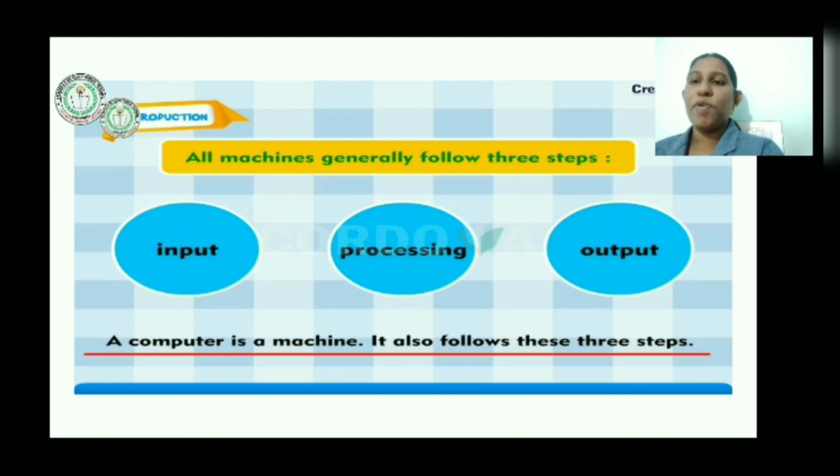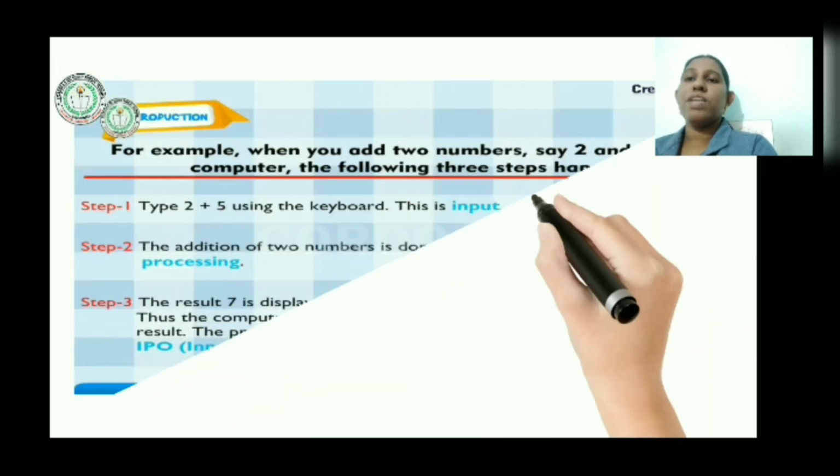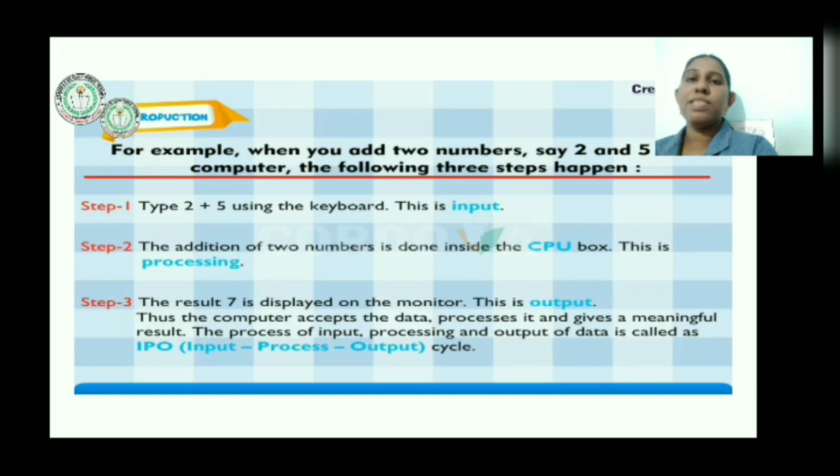Computer is a machine. It also follows these 3 steps. So the computer also follows the steps called input, processing, output. For example, when you add 2 numbers, say 2 and 5, on the computer, the following 3 steps happen. What is the first step? Step 1, type 2 plus 5 using the keyboard. This is input. We type 2 and 5 using the keyboard.